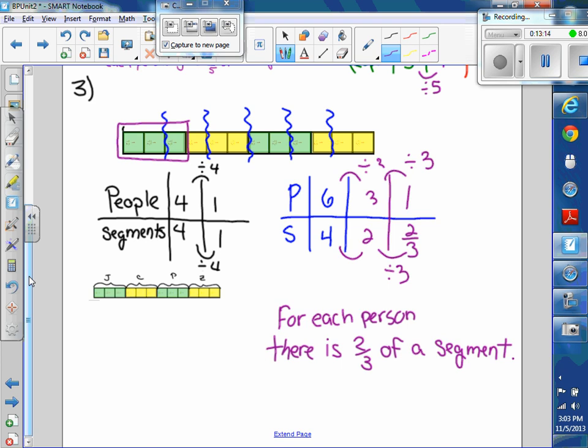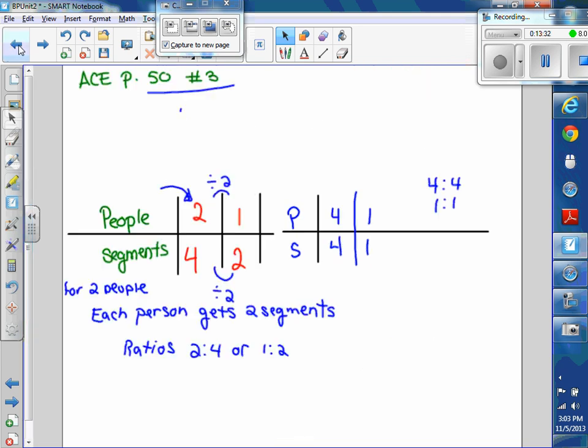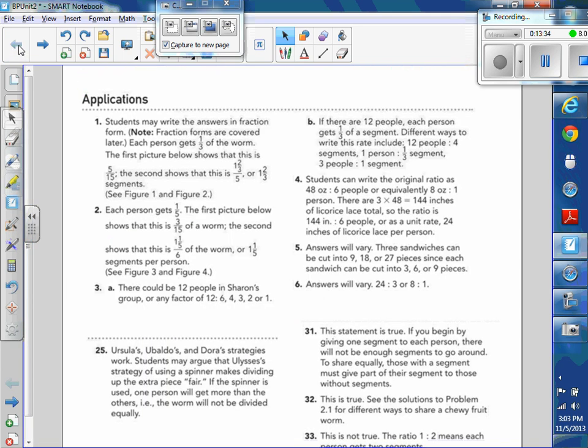Anything else on the homework? So should I go to 25? Yeah. Oh, what was the answer? Yeah. I don't remember. Let's see, 25. Ursula, Ubaldo's, and Dora's strategies work. So all of them work? Except Ulysses. Not Ulysses.